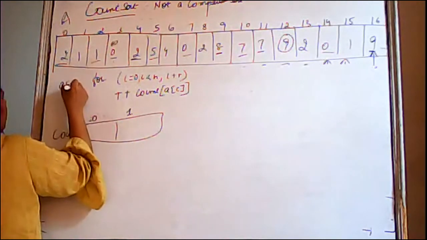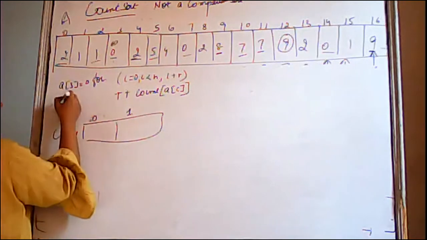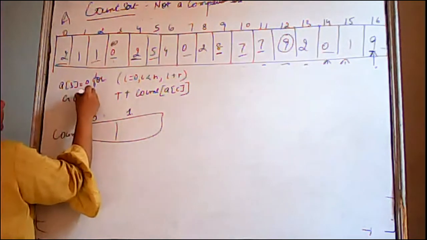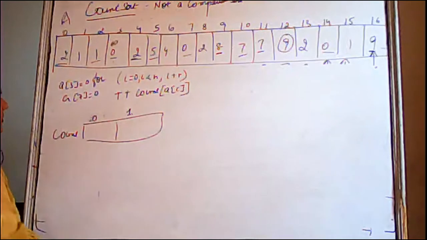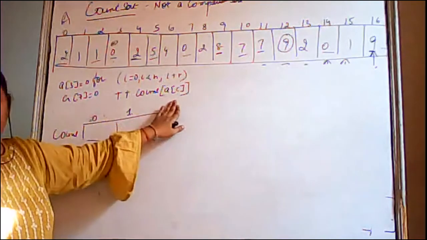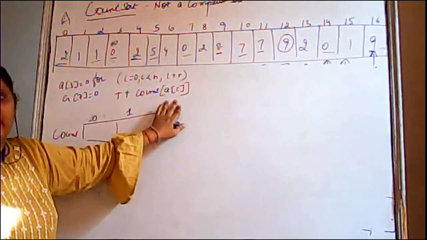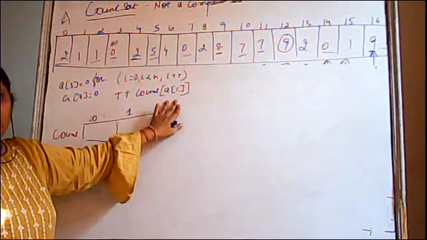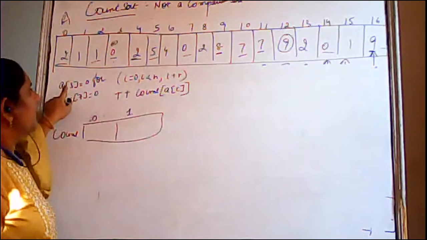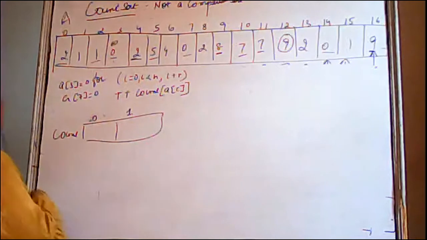A of 3 is equal to 0. Then A of 7 is equal to 0. So this is what A of I is: wherever 0 is coming, so 0 is coming at location number 3, 7, and 14.